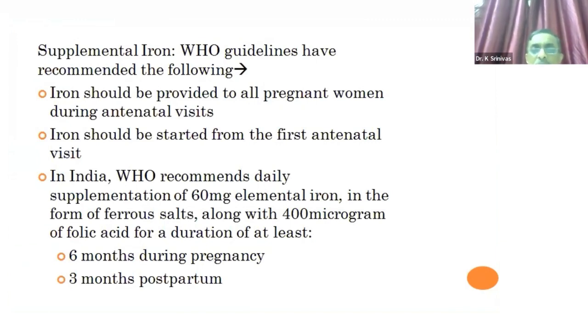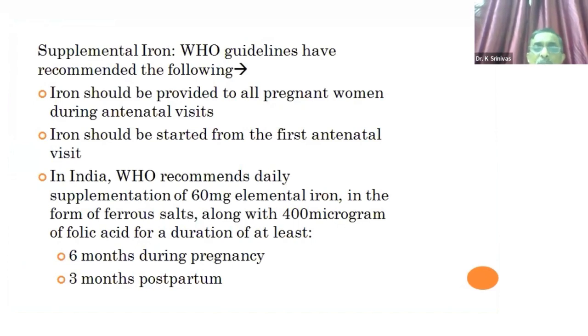In India, WHO recommends daily 60 milligram of elemental iron in the form of ferrous salt along with 400 microgram of folic acid for 6 months during pregnancy. Please underline the word at least. It is not just 6 months. It is not just 100 tablets. It is at least 6 months during pregnancy and at least 3 months during the postpartum period.